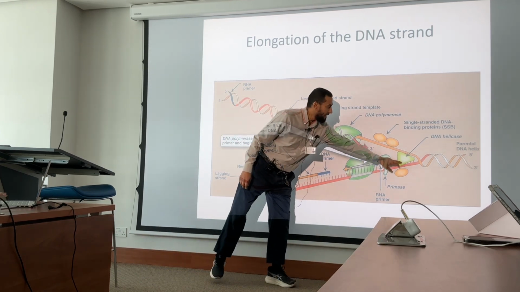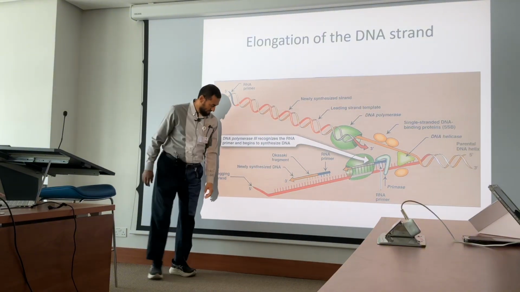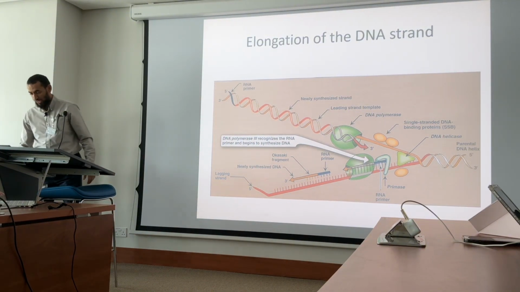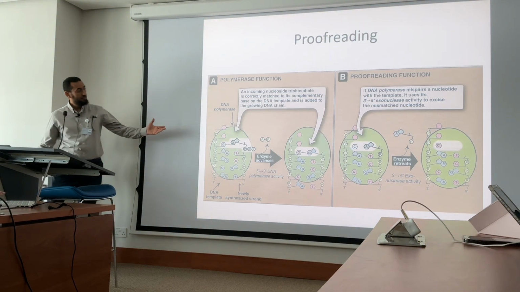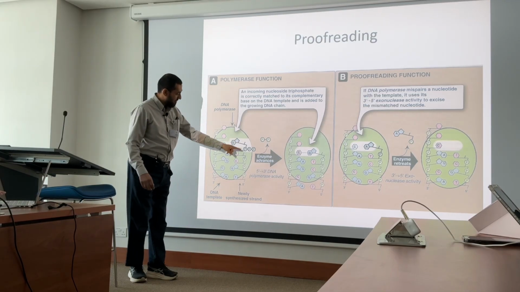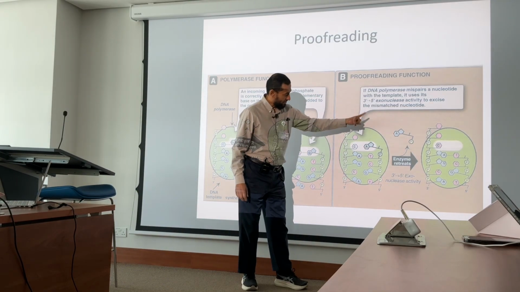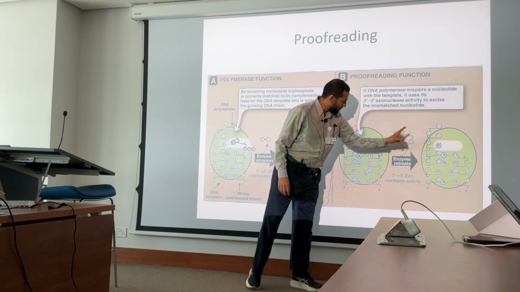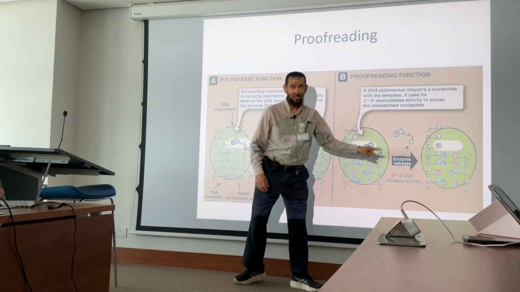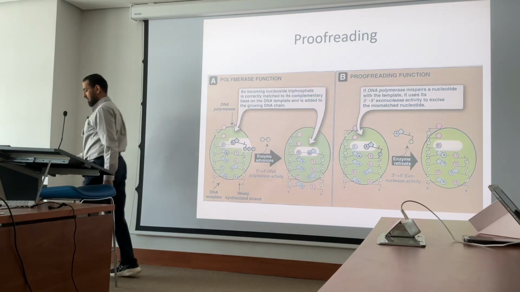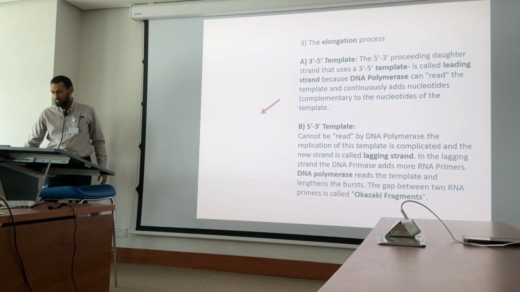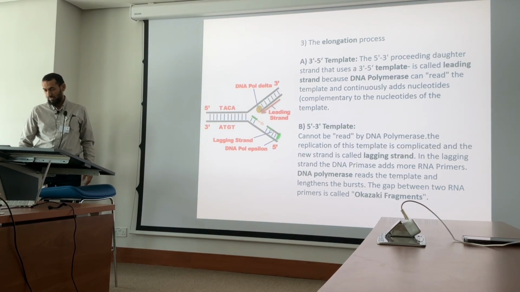SSB, helicase, elongation. Proofreading, this is the normal situation. If you have a mismatch, the same enzyme will go back, remove the mismatch nucleotide and replace it with a new correct one. Elongation.